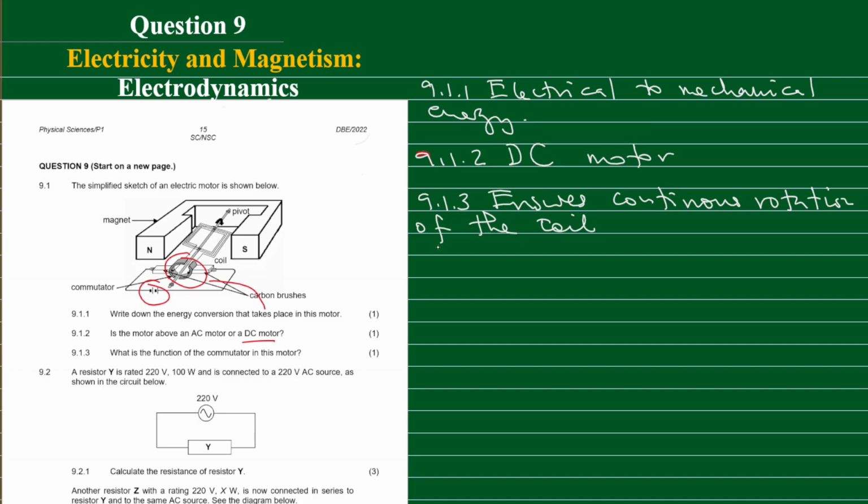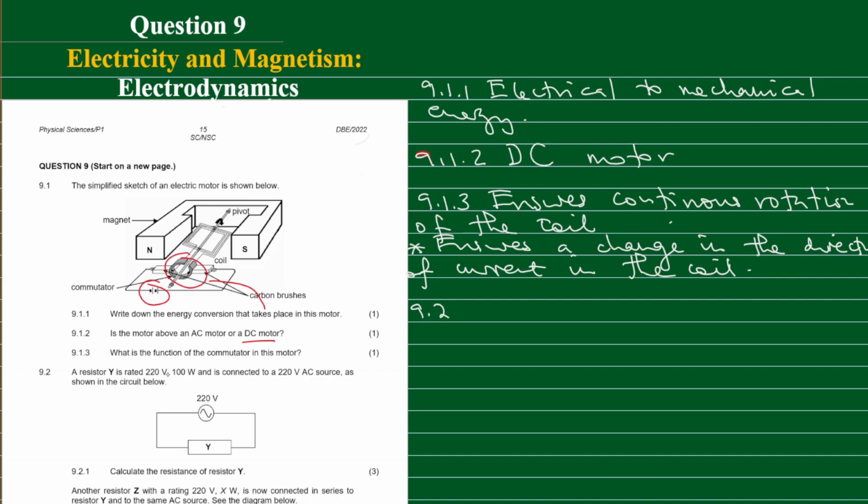Or you can also give your answer as it ensures a change in the direction of the current in the coil. So then 9.2 is the next question.